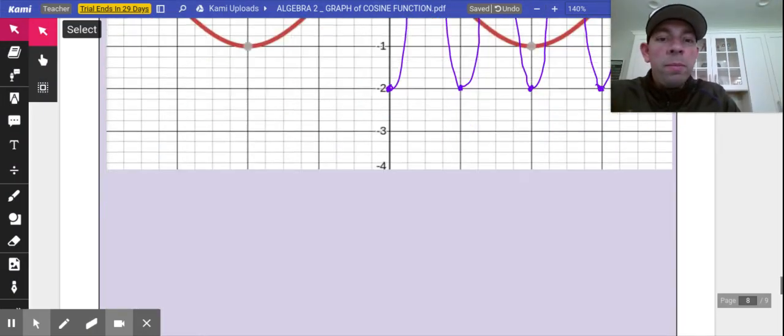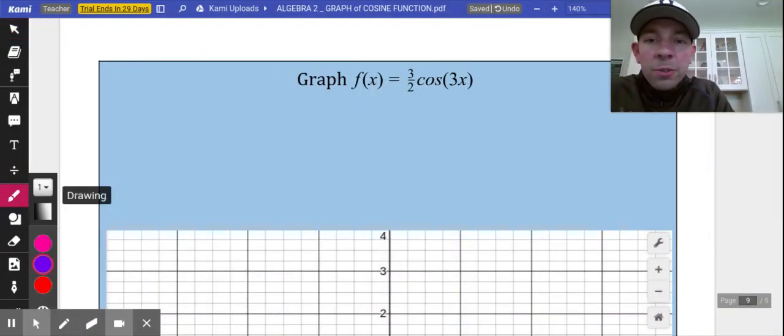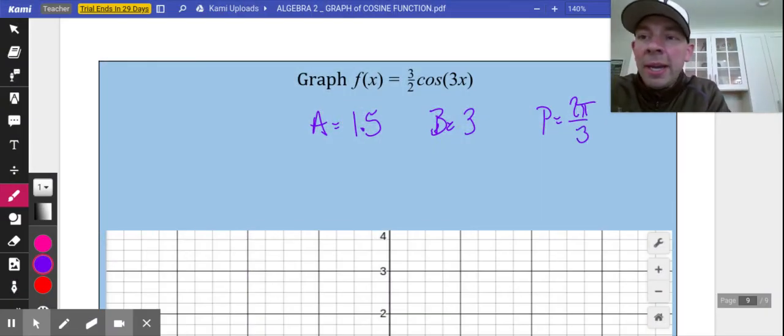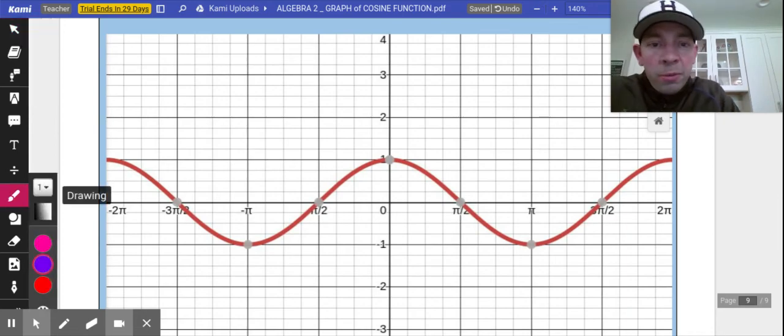Let's see, I think we got one more example in the hopper, and so we're seeing now we've got an amplitude of about 1.5. We've got that tough frequency of 3, and that makes the period 2 pi over 3. And we're going to have to do a lot of estimating and eyeballing as to where that 2 pi over 3 falls. So that 2 pi over 3 is going to put us about right here.